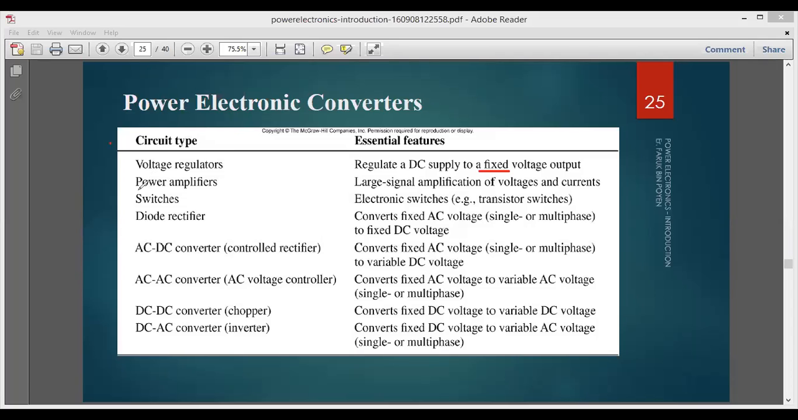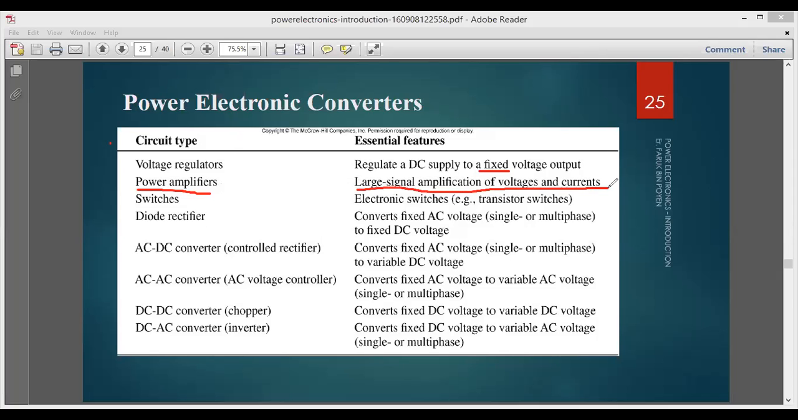Then we have power amplifiers. This is, again, a type of converter. Power amplifiers are used for large signal amplification of voltage and currents. Take the example of the amplifiers used in functions, like marriage functions. There will be one box we use, and the name of that black device is an amplifier.